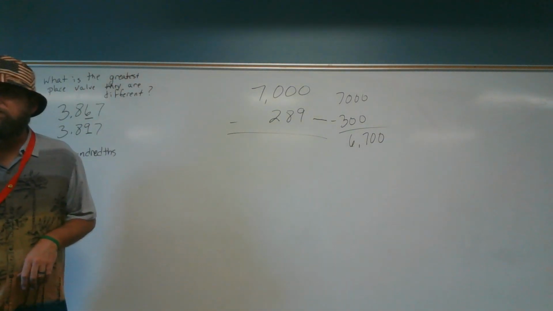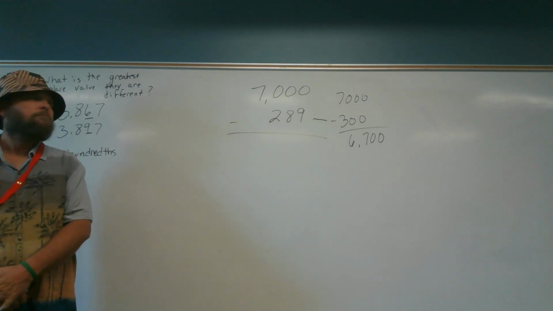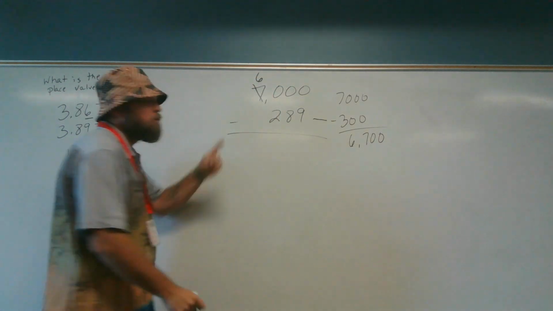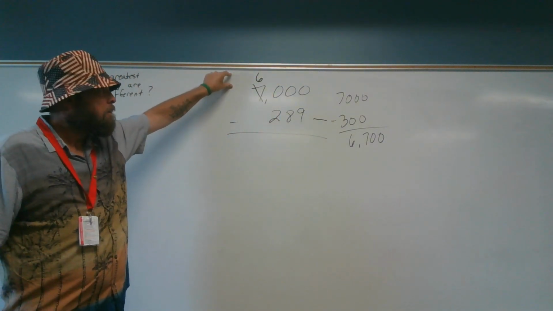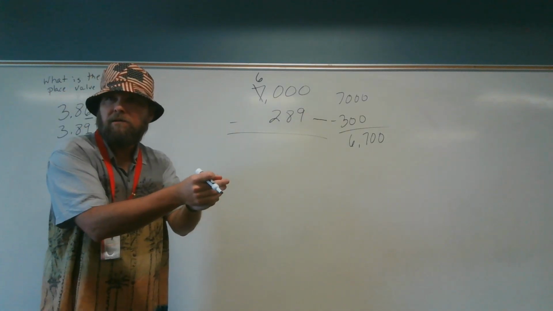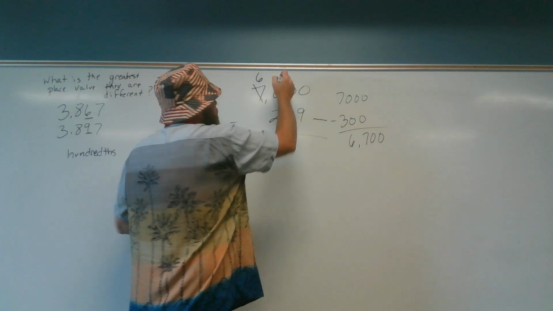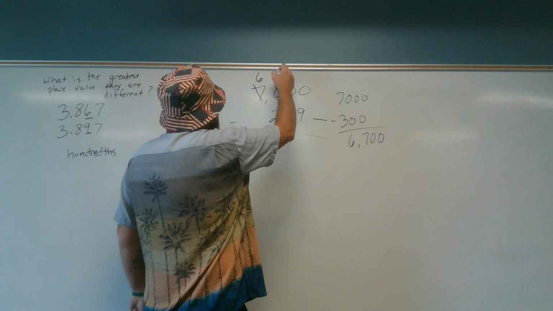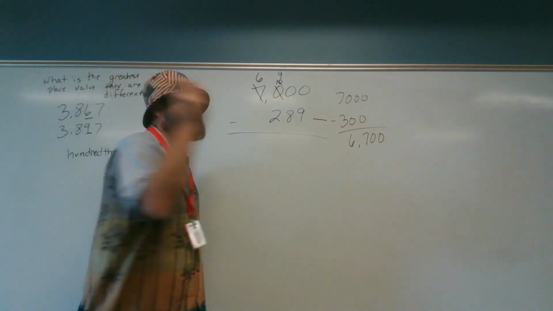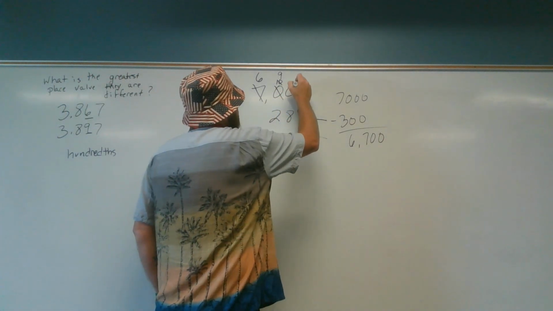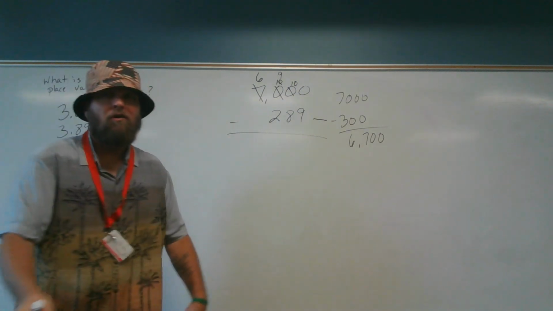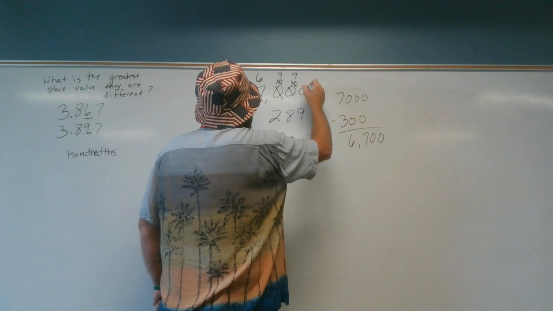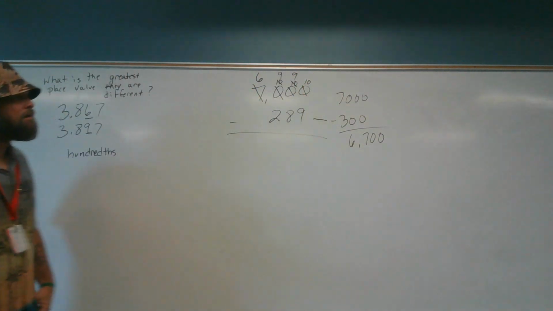All right, Bassett, tell me what you did. I changed the 7 to a 6, and then the 0 to a 9. Okay, so you took away one of the thousands and traded that in for 10 hundreds. So now I have 10 hundreds. But wait, there's more. I had to take one of the hundreds and change it for 10 tens. But wait, there's more. I had to take 1 ten and change it into 10 ones.